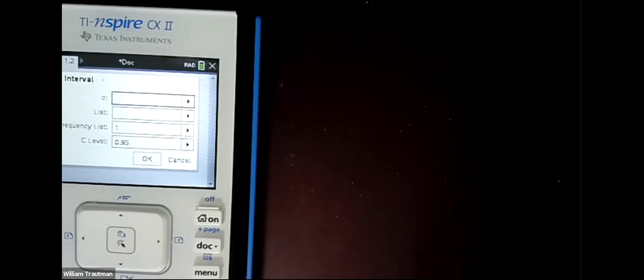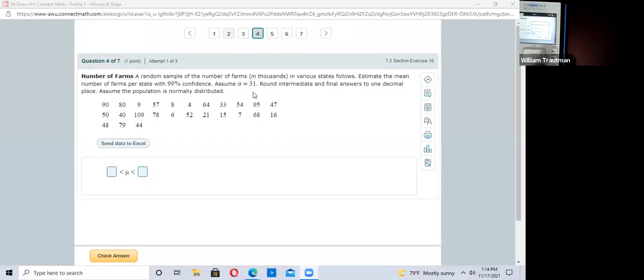My standard deviation, now I'm going to go back to see what we had there. Standard deviation was 31. The list is L1. My list was L1. Frequency list stays the same. And then my confidence interval is 0.99.